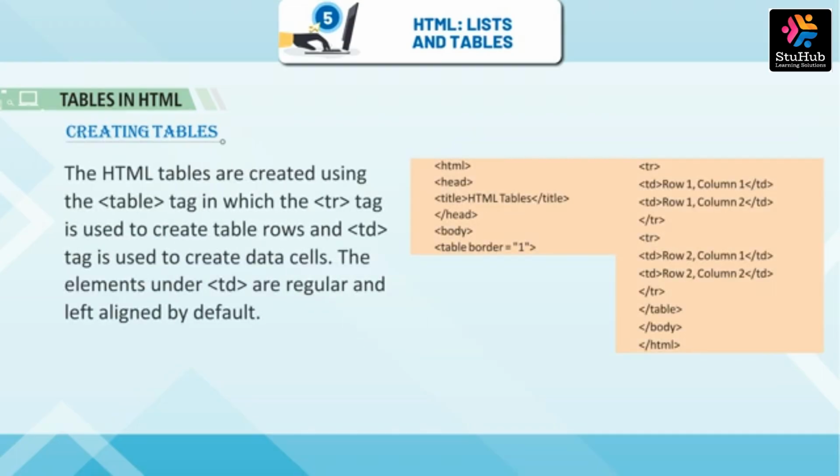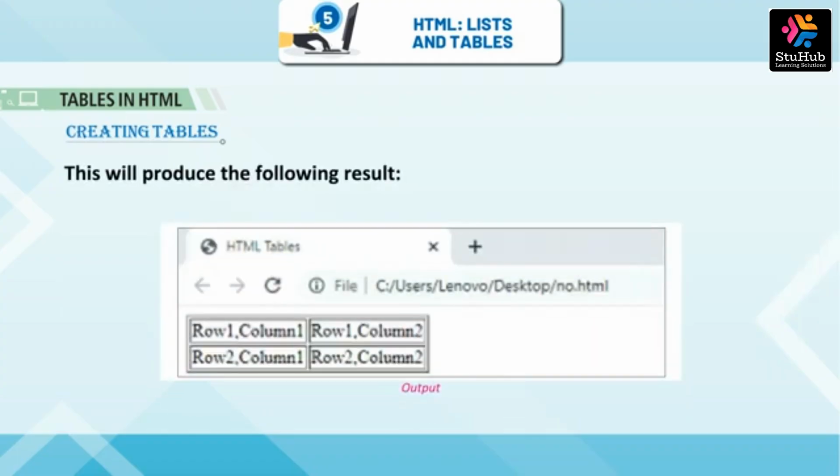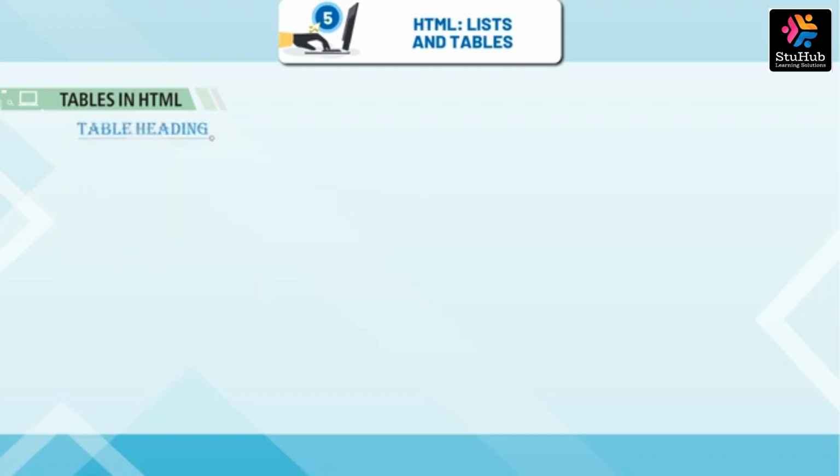HTML tables are created using the table tag, in which the TR tag is used to create table rows and the TD tag is used to create data cells. The elements under TD are regular and left aligned by default. This will produce the following result. Here the border is an attribute of the table tag and it is used to put a border across all the cells. If a border is not needed, then border equal to 0 can be set.